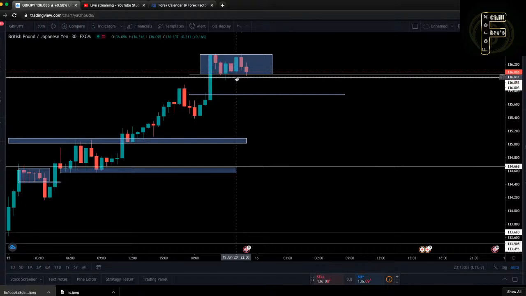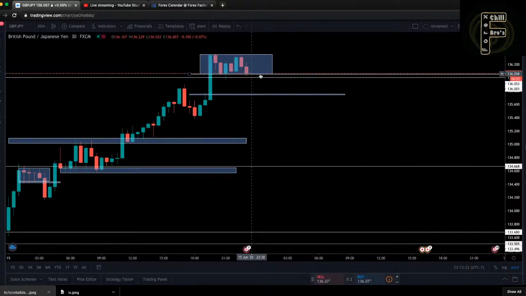If we're going to be pushing down, if we're going to be on sales, I expect the next candle that's going to open to break the low of this candle. The next candle to break the low of this candle. So that's going to be my entry.